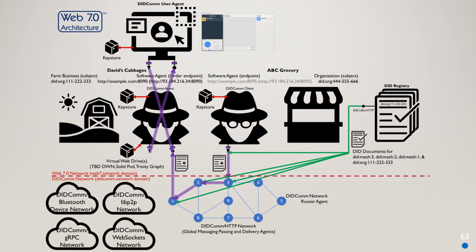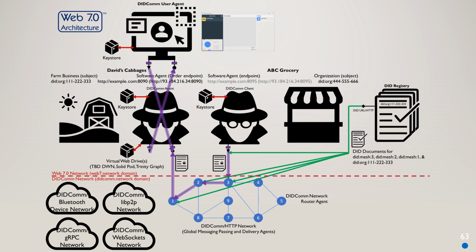For Web 7.0, for layer 6 to be complete, we also need to identify where the different kinds of DIDComm networks fit in. So the blue dots that I've been talking about, that's the DIDComm over HTTP network. But we could also have DIDComm over libp2p, DIDComm over WebSockets, DIDComm over gRPC, DIDComm over Bluetooth as well. And so what we see above the red line, the way that agents do outbound processing and inbound processing, the way the DID registry works, that can apply to any of these other networks as well.